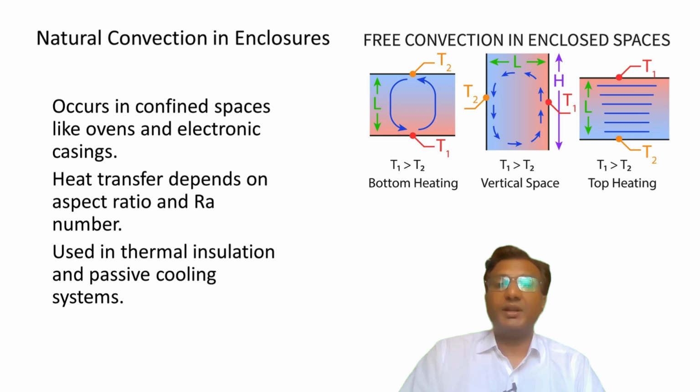In bottom heated enclosures, like an oven, strong convection currents form, while top heated setups have weaker circulation due to stable stratification. These principles are used in thermal insulation, where low convection in enclosed spaces reduces heat loss, and in passive cooling systems for electronics where enclosures dissipate heat without fans.